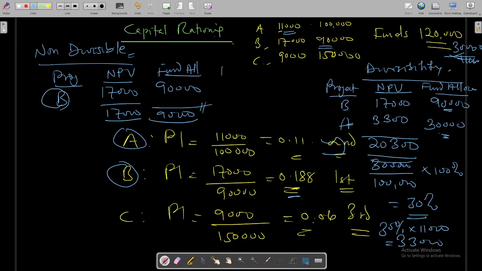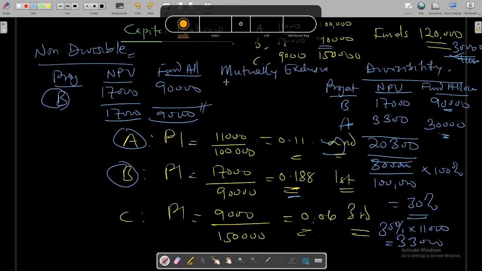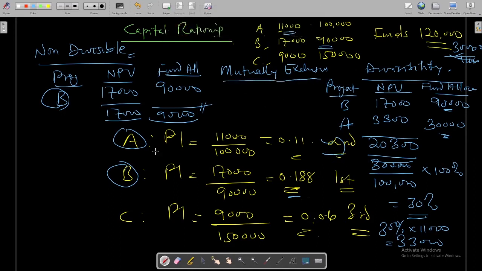Now let's go to mutually exclusive. Let's take it for instance that project A and project B are mutually exclusive. So it means that the selection of A precludes the selection of B, and the selection of B precludes the selection of A. So now the next thing we have to undertake is the project, the NPV, and the allocated funds.